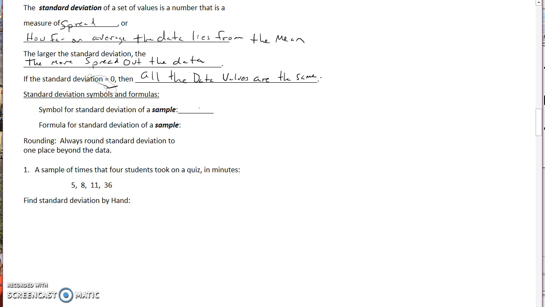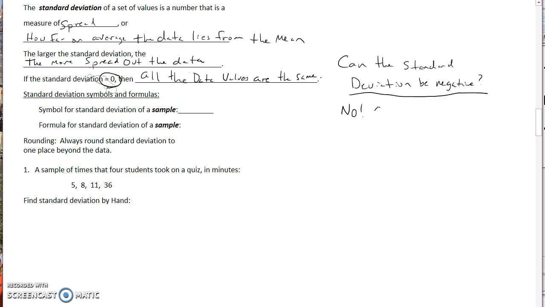Okay, so let's talk more about symbols for standard deviation. Oh, I just want to make a side comment here. So here's a side question. Can the standard deviation be negative? Think about that for a second. Well, when we dig into this, the standard deviation of 0 is if all the values are the same, right? And then if the values start to deviate, the standard deviation will go up. So can the standard deviation be negative? No. The smallest it can be is 0.